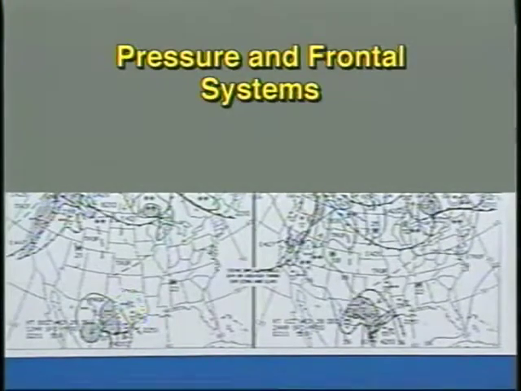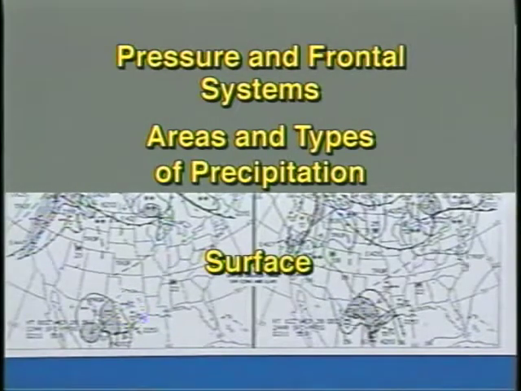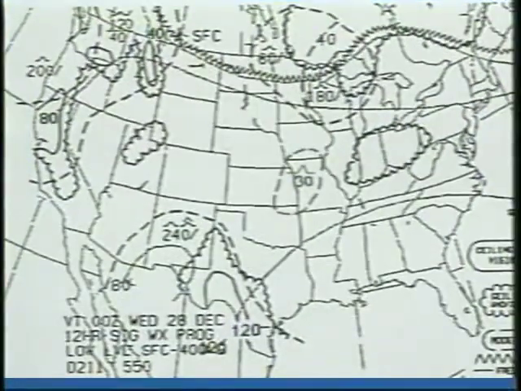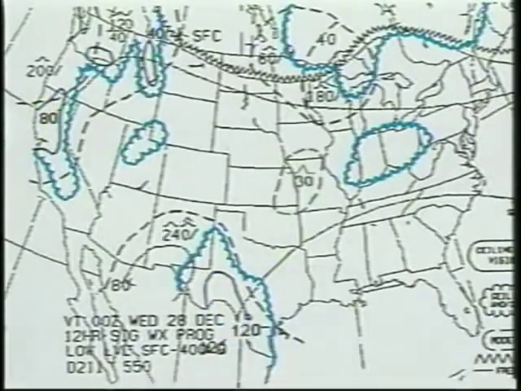The bottom two panels forecast the location of pressure and frontal systems, as well as the areas and types of precipitation on the surface itself. Areas of IFR conditions, where ceilings are expected to be less than 1,000 feet and/or visibilities less than 3 miles, are enclosed by solid lines. Scalloped lines enclose marginal VFR areas where ceilings are expected to be 1,000 to 3,000 feet and/or visibilities are forecast to be between 3 and 5 statute miles.